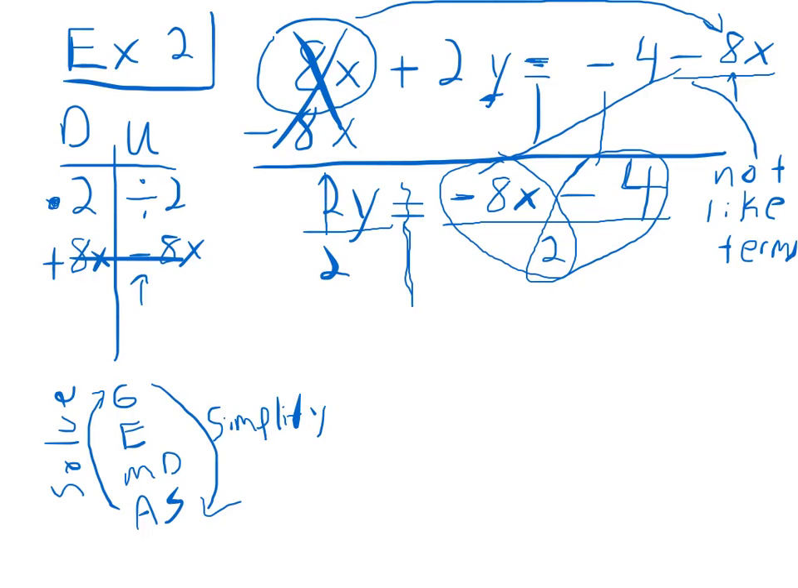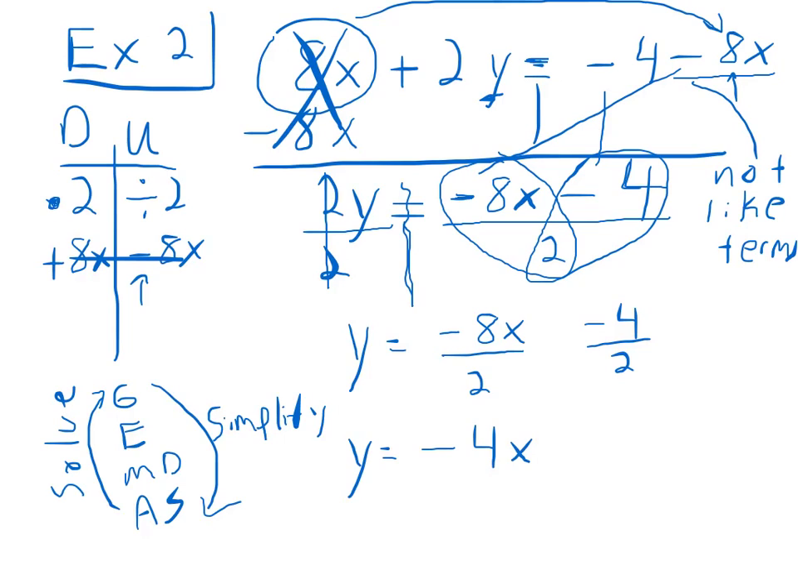So 2 over 2 cancels, leaving me with just y. And then I'm going to rewrite this just so that we can see it. And you guys should too, so you have some really good notes. What this actually looks like is negative 8x over 2, and then it also has negative 4 over 2. Now, when you simplify these two fractions, a negative 8 divided by a positive 2 is going to give me a negative 4x. And then a negative 4 divided by a positive 2 will get me a negative 2, and I can show a negative 2 as just subtraction of 2.